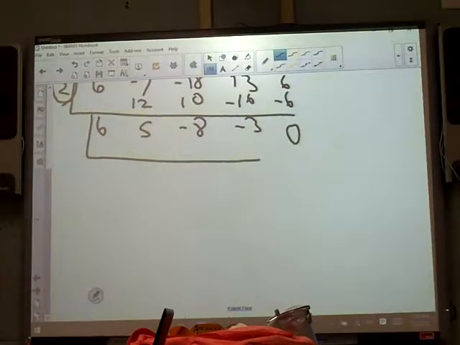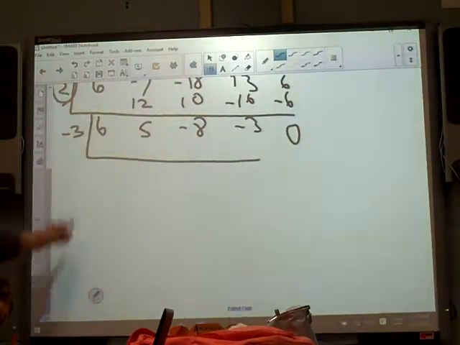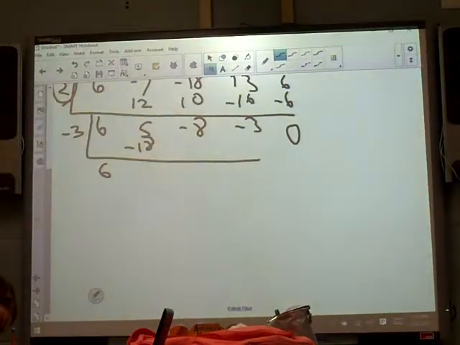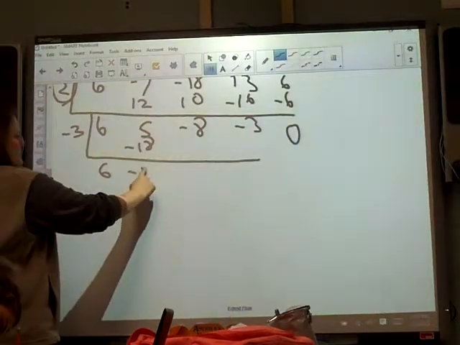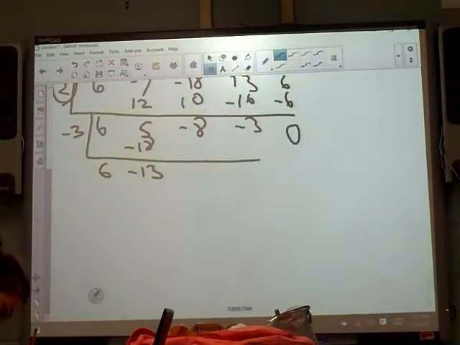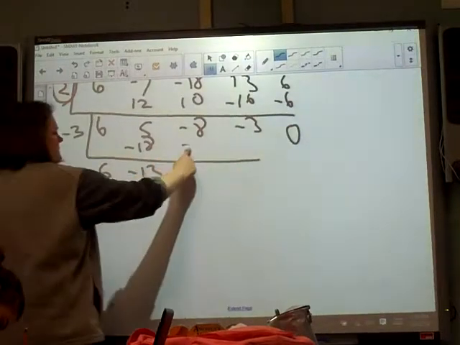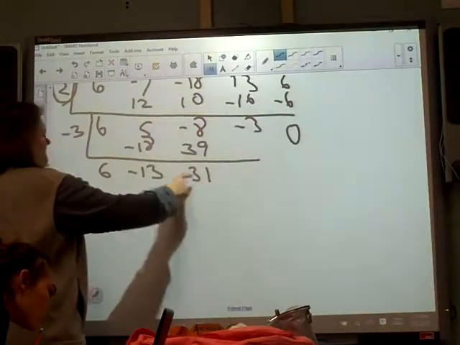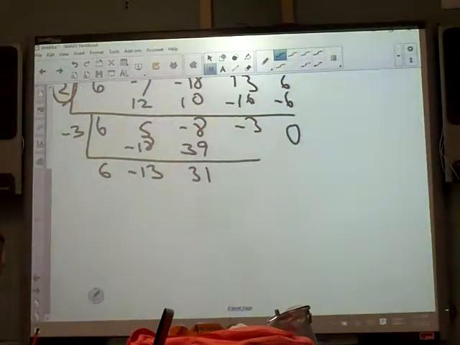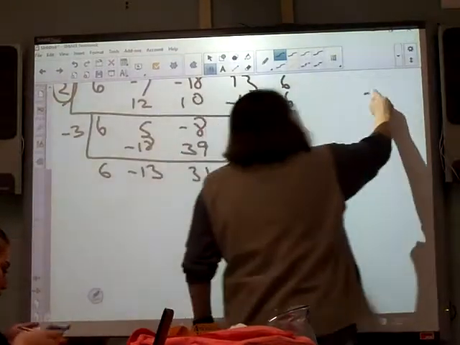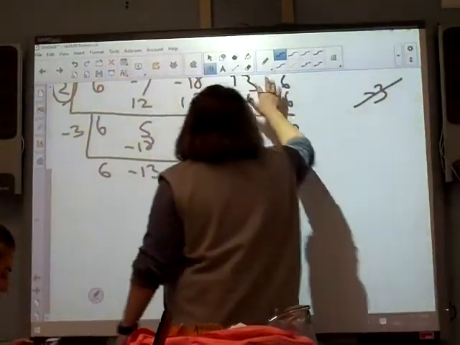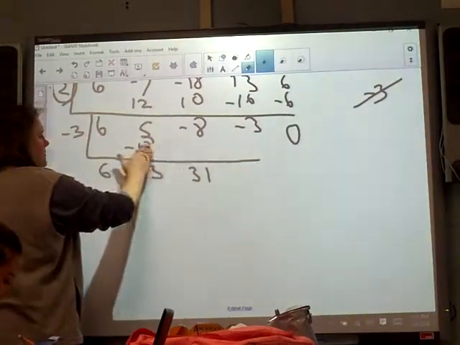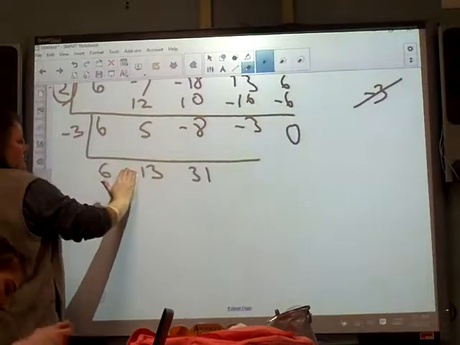So, negative 3. 6 times negative 3 is negative 18. 5 and negative 18 is negative 13. Negative 13 times negative 3 is 39. 39 and negative 8 is 31. That's not going to get me a 0 over there, is it? Okay, so I'm going to make sure that I know that one didn't work, so I don't try it again. And here's where I have an advantage over y'all. I got fancy magic paper. You either got to erase on your paper or mark it out and start over.